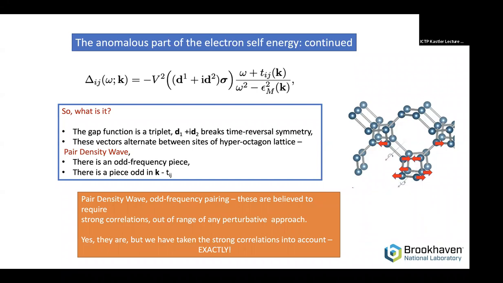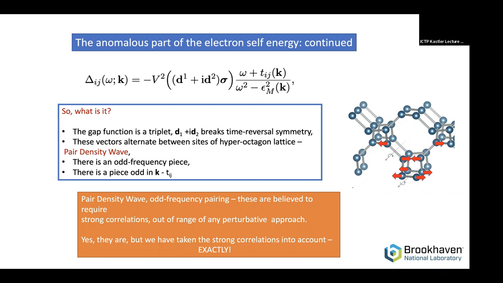The anomalous part of the electron self energy is here, and as I mentioned, due to the fact that the Fermi surface of electrons and the Fermi surface of Majoranas are situated at different parts of the Brillouin zone, the D vectors will change their direction from side to side in the unit cell, and that's essentially why this superconductor is also a pair density wave.